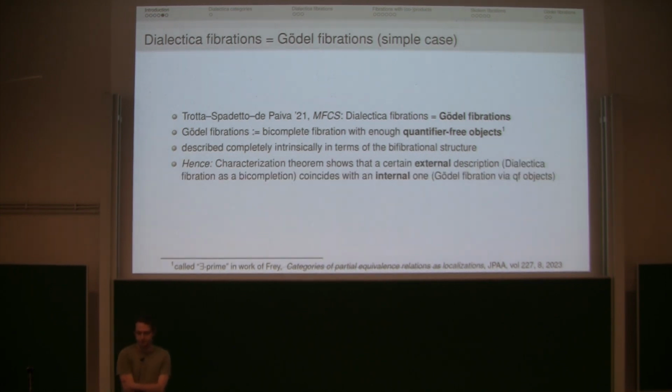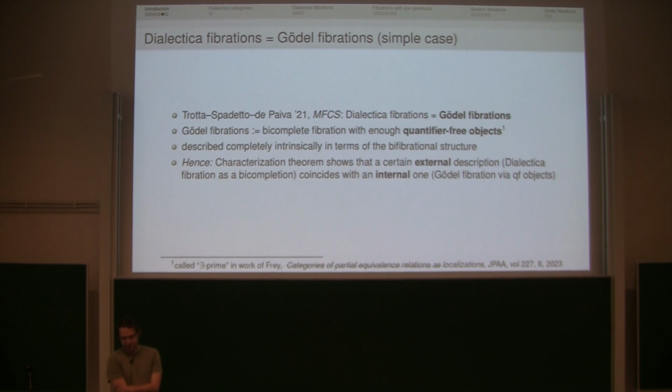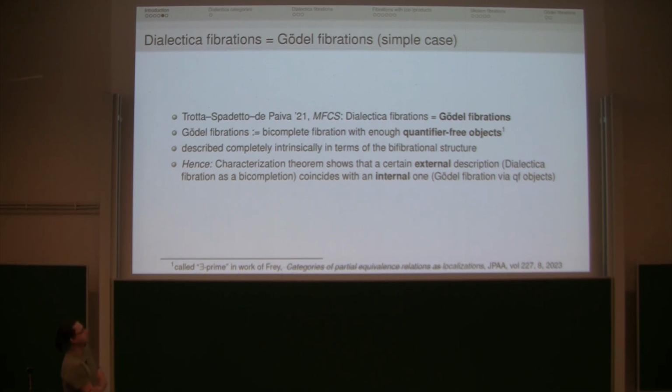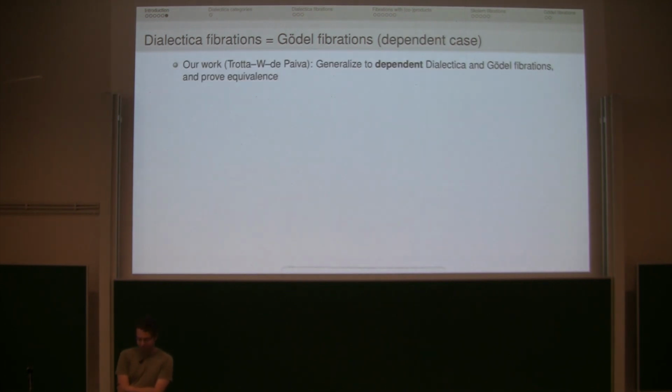And the interesting thing is that this notion of Gödel fibration gives a completely intrinsic definition of this notion of quantifier-free objects. So what this characterization theorem shows is that dialectica, which you can see as a kind of completion, like an external process that you apply to a category or a fibration, coincides with something that is completely intrinsically defined, namely this Gödel fibration via quantifier-free objects.